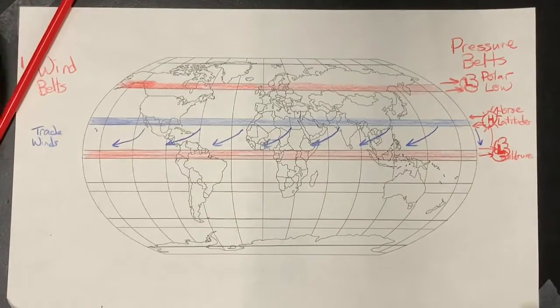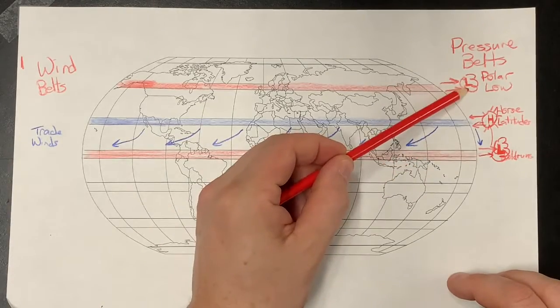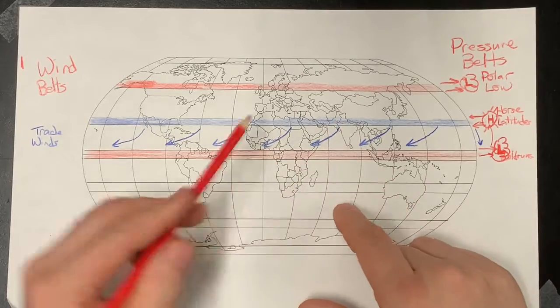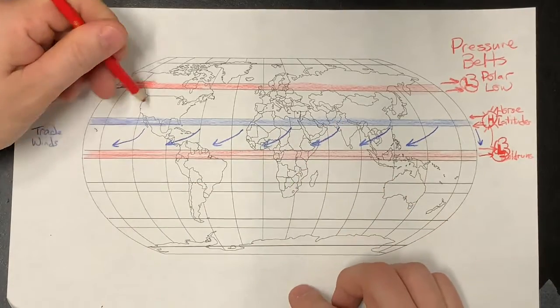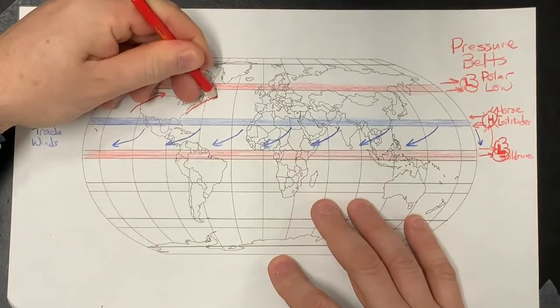And winds still blow from this high to this low. Here they blew from high to low, curved to the right. Now they blow from high to low and curve to the right. We're still in the northern hemisphere.